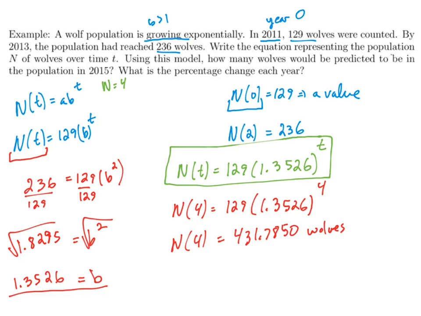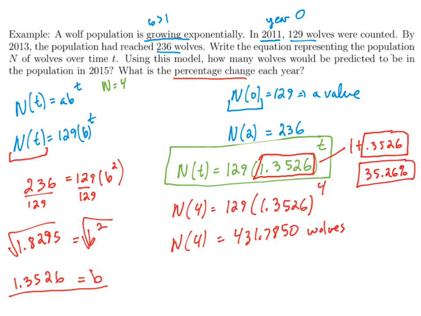And then the next question says, what's the percentage change? Well, to find the percentage change, we look at the b value. How we could write this is 1 plus 0.3526. And this number right here corresponds to the percentage change. So to write 0.3526 as a percent, we would write 35.26%. We move the decimal 2 spaces. So that gives us the percentage change.